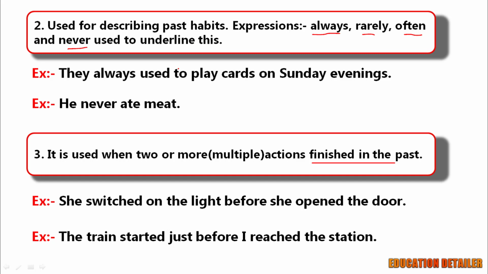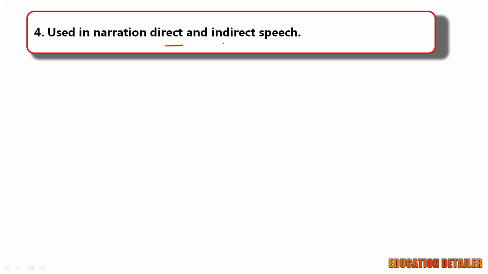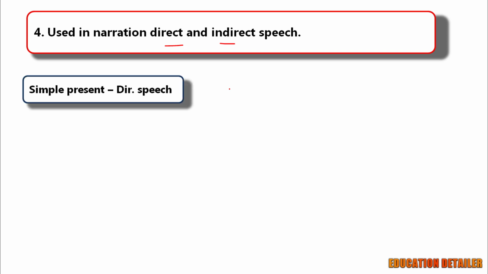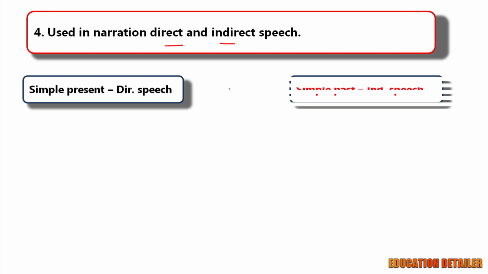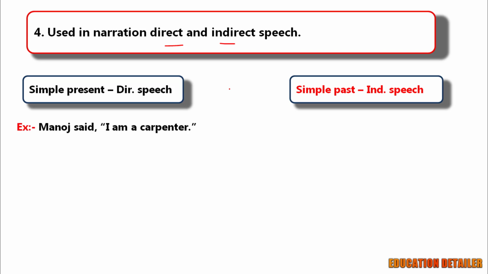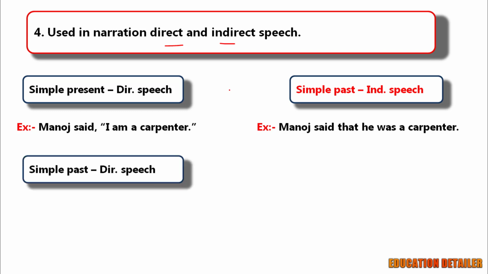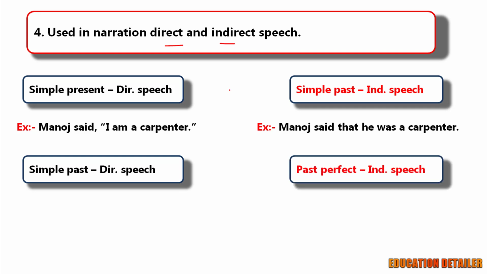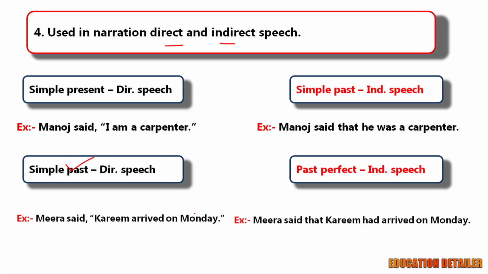It is also used in narration, direct and indirect speech. Simple present in direct speech will become simple past in indirect speech. Manoj said, "I am a carpenter." Manoj said that he was a carpenter. And simple past in direct speech will be changed into past perfect in indirect speech. Meera said, "Kareem arrived on Monday." Simple past. Meera said that Kareem had arrived on Monday. Past perfect.